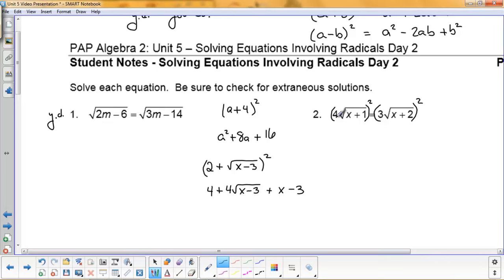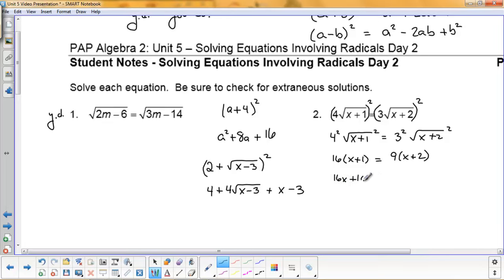This goes back to properties of exponents. Remember, each one of these is an individual in multiplication, so that means that it's going to be 4 squared and then the square root of x plus 1 squared. And we know that those two symbols will cancel each other out. That's going to be 3 squared and the square root of x plus 2 squared. And we know that those two symbols will also cancel out. So in this first one we get 16 times x plus 1. And this second one we get 9 times x plus 2. And we'll go ahead and distribute that through.